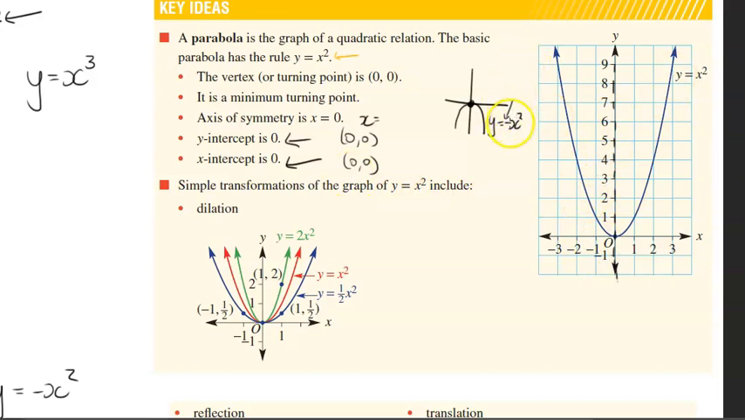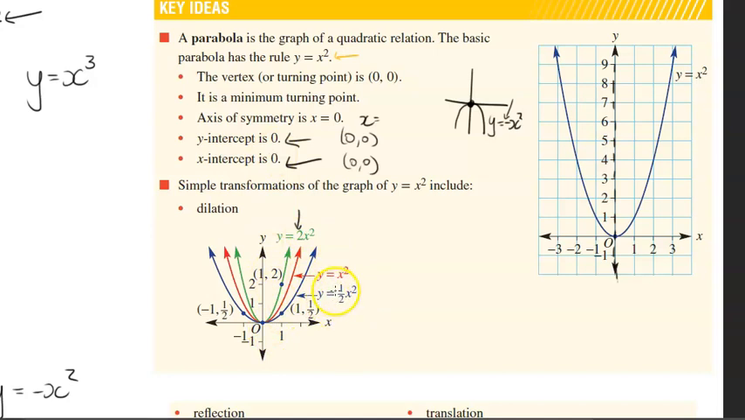Now, a simple transformation of this graph is what I was saying before, dilation. So if you put a coefficient in front of the x squared, this will either squeeze the graph or stretch it out, depending on what number it is. If the number is higher than 1, the graph gets narrower because you're accelerating at a faster rate. So it's going up much quicker than your normal y is equal to x squared.